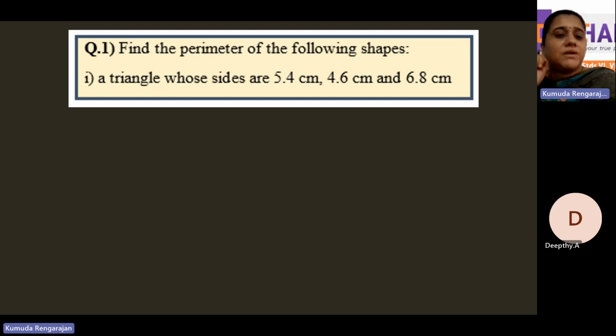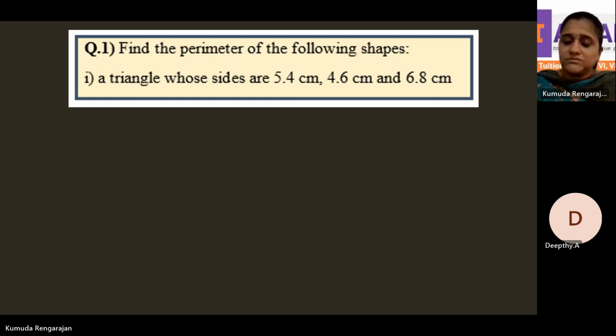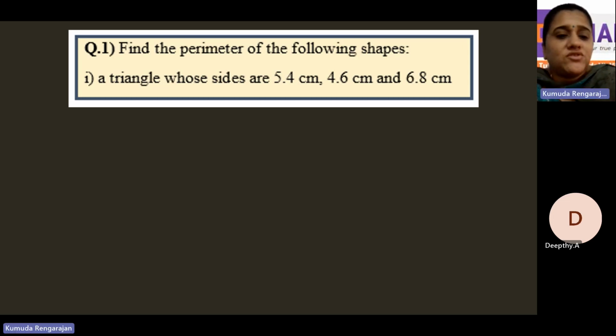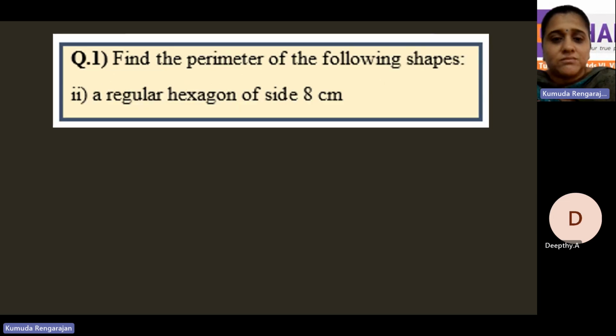Again, perimeter. How do we find? Sum of the three sides. These are easy, no, for you? So perimeter of the triangle is equal to 5.4 plus 4.6 plus 6.8, the sum of the three sides. Correct, Deepthi?